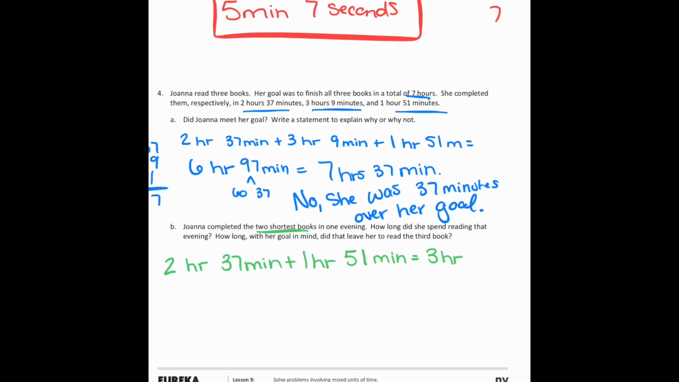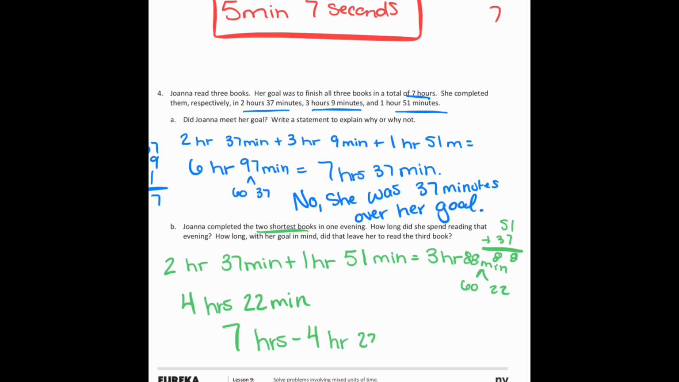So when we add those together, we get 3 hours and 37 plus 51 off to the side. Give us 88. Well, 3 hours and 88 minutes. We got to break up that 88 into 60 and 28. Should have been 28. I wrote 22. So really it should have been 4 hours and 28 minutes. Excuse that on there. I can't go back and change it now. And then we're going to take the 7 hours minus the 4 hours and 22 minutes. Again, it should say 28. When we do that, we got to split the 7 hours into 6 hours and 60 minutes.